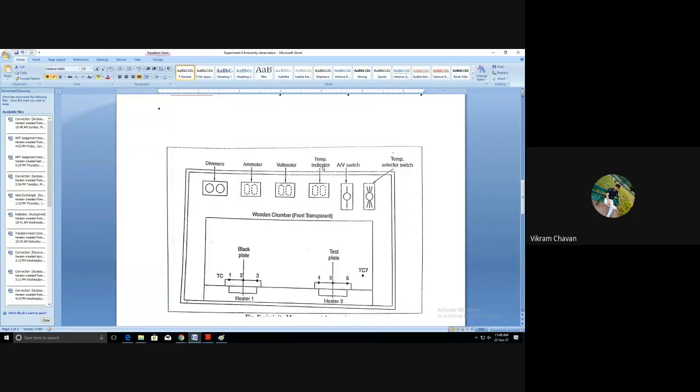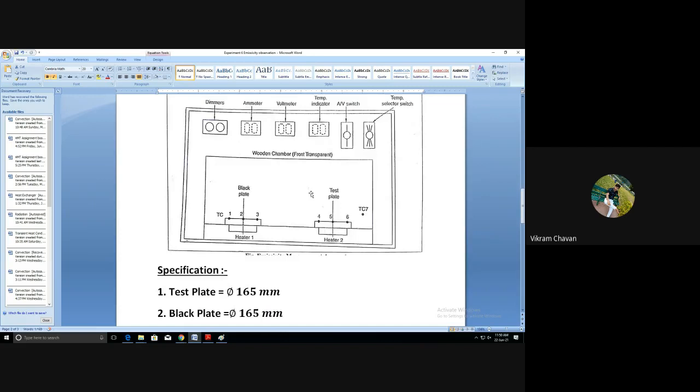By using the switches, we can take the ammeter and voltmeter readings for the black plate and test plate. Once you achieve the steady state or equilibrium temperature, where the black plate temperature is equal to the test plate temperature, we have to consider the ammeter reading, voltmeter reading, and surrounding ambient temperature. We require these readings for the calculation.